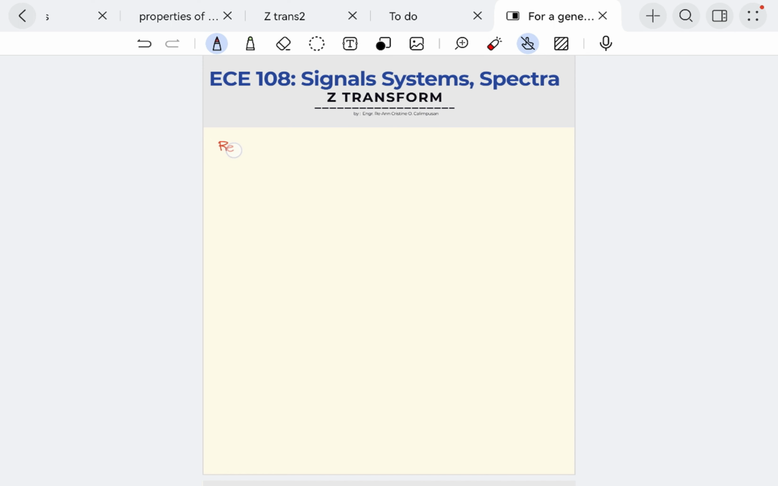So for the region of convergence, as in the case of the Laplace transform, here for the z transform, the range of values of the complex variable z for which the z transform converges is called the region of convergence.